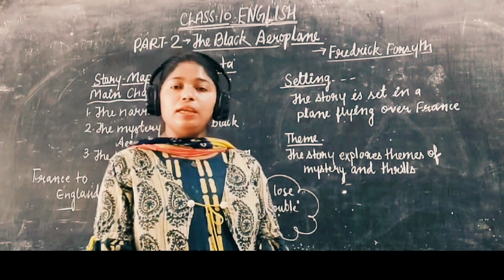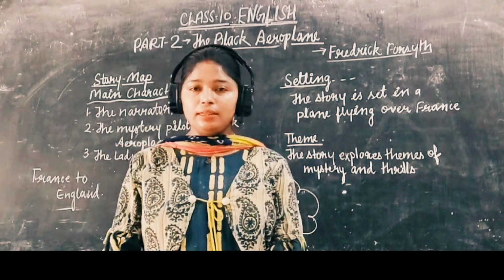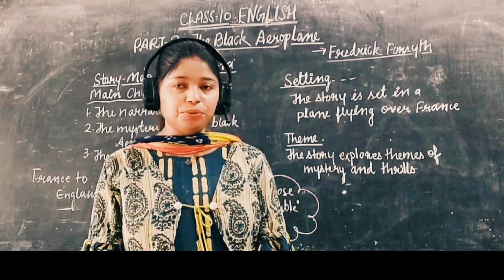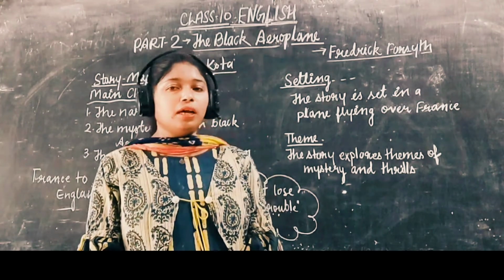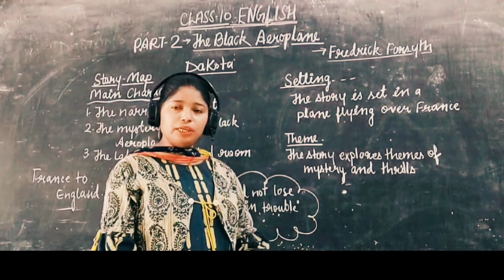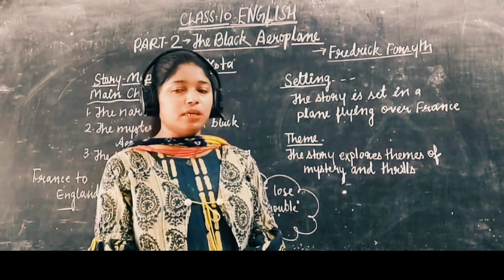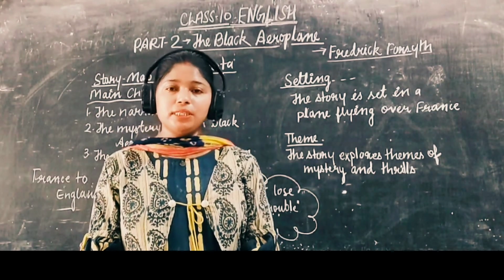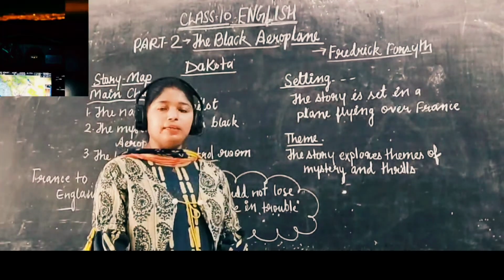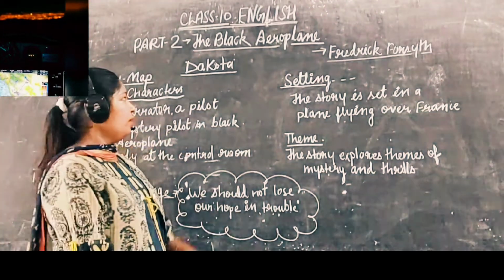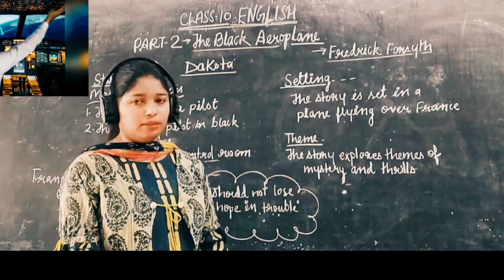Now, in an earlier video, I covered the first part of Class 10th English First Flight book, Chapter 3, Two Stories About Flying. That story is about a seagull who was unable to fly because of fear, but finally he succeeded and reached his aim. Now, the second part is about The Black Aeroplane, written by Frederick Forsyth.